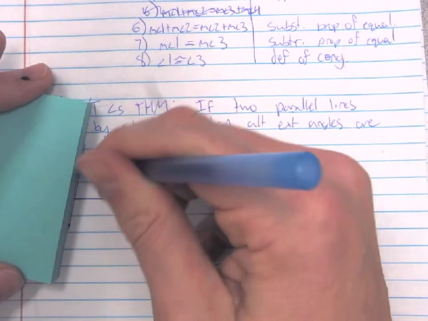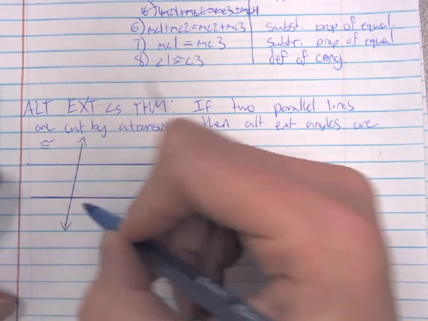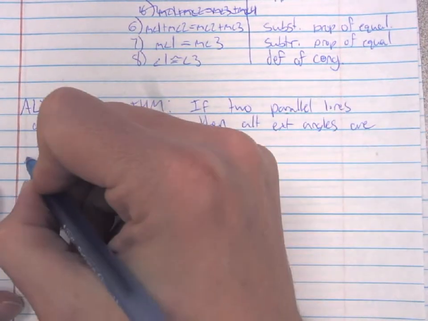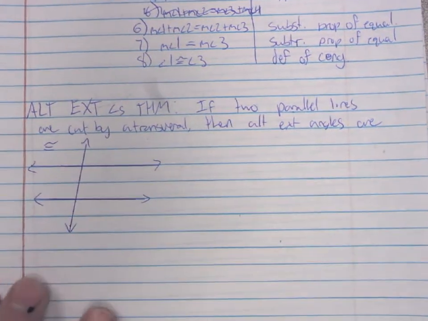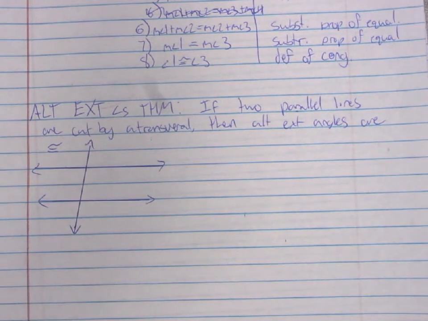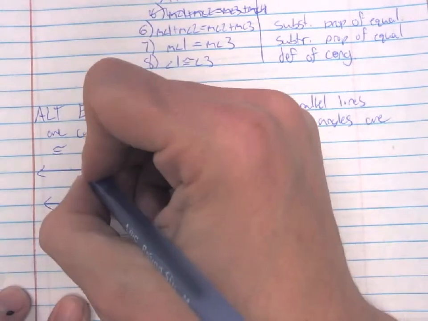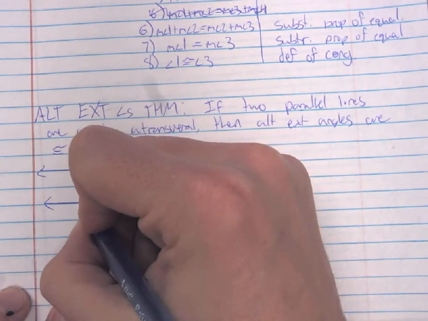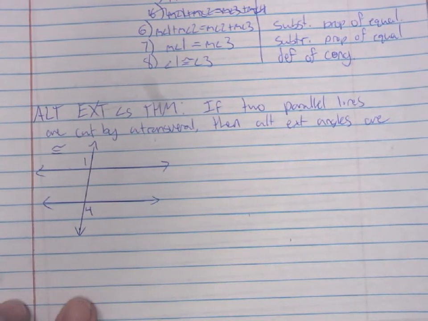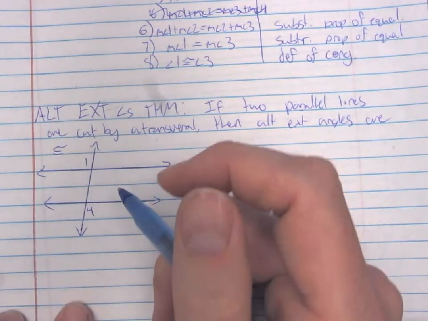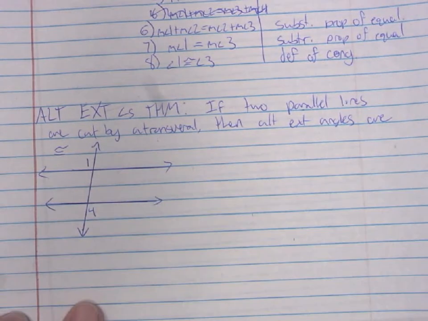We'll do a little transversal here. Okay, now we're trying to prove that alternate exterior angles are congruent. So let's label some alternate exterior angles. Let's call this one 1 and let's call this one 4. Okay, then let's get some other angles here.